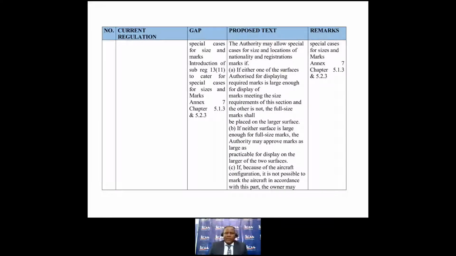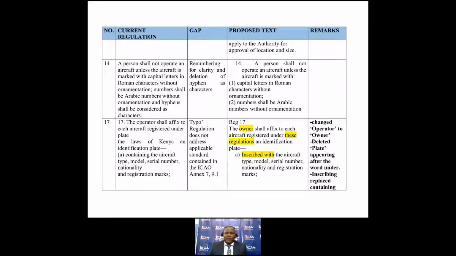the authority may allow special cases for size and locations of nationality and registration marks if A, if either one of the surfaces authorized for displaying required marks is large enough for display of marks meeting the size requirements of this section and the other is not, the full size marks shall be placed on the larger surface. B, if neither surface is large enough for full size marks, the authority may approve marks as large as practical for display on the larger of the two surfaces. And C, if because of the aircraft configuration, it is not possible to mark the aircraft in accordance with this part, the owner may apply to the authority for approval of location and size.